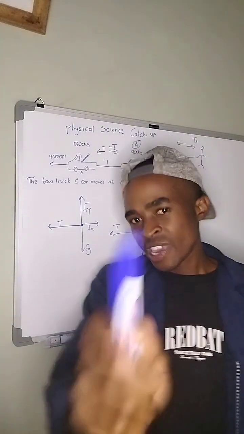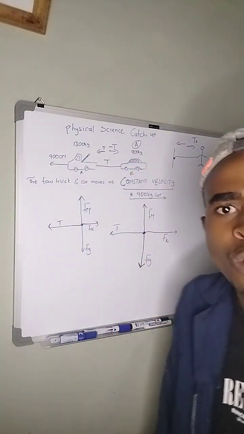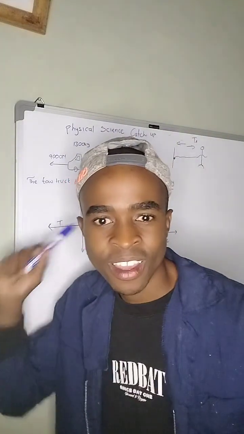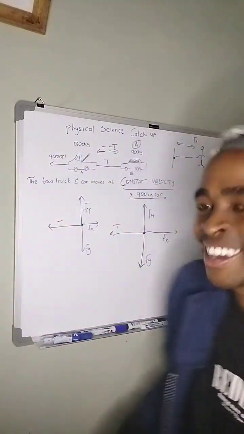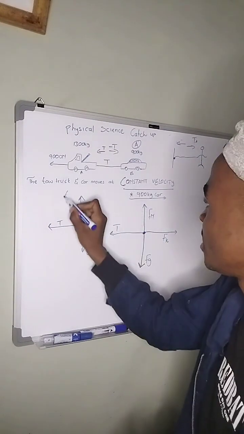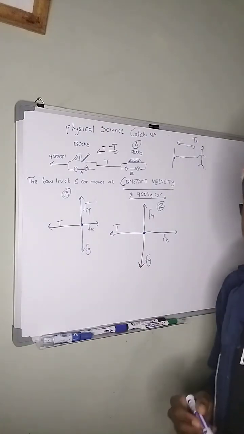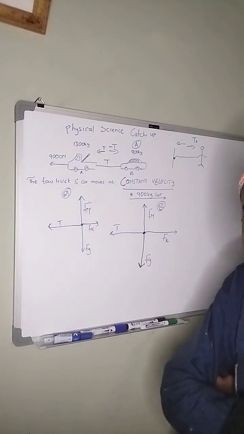So now here's the golden question, guys. The golden question says, which one is the correct free body diagram between A and B? And why? Which one is going to be the correct one?